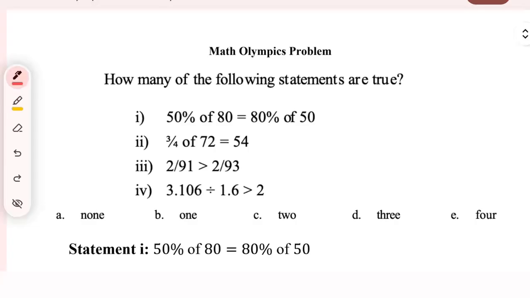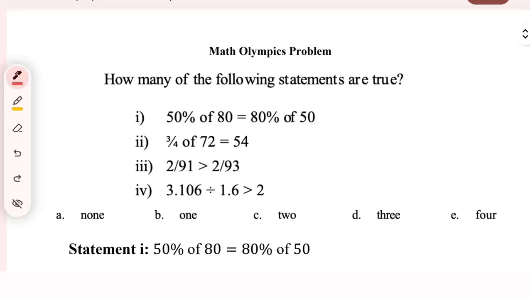So, we have choices A, B, C, D, E. A is none. That means none of these statements are true. Then we have only 1 is true. There are 2 of them that are true. Letter D is 3 of them are true. And letter E, all 4 of them are true.